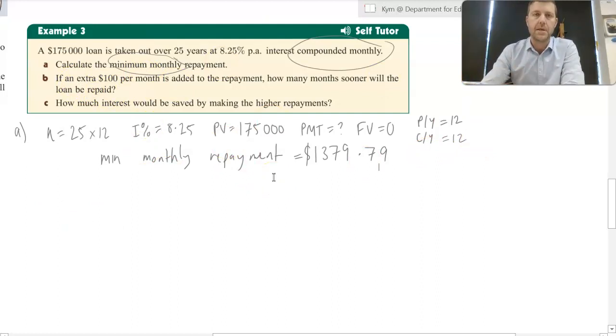Okay. So the idea of trying to minimize the amount of interest based on this situation is to try and increase the monthly repayment. So rather than paying just off the minimum in 25 years, Part B says if an extra $100 per month is added to the repayment, how many months sooner will the loan be repaid?